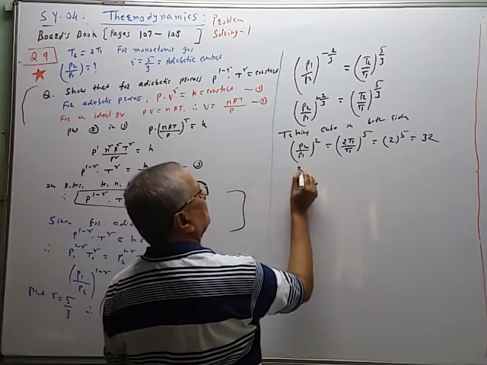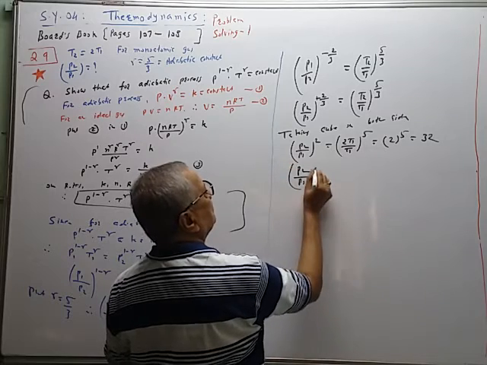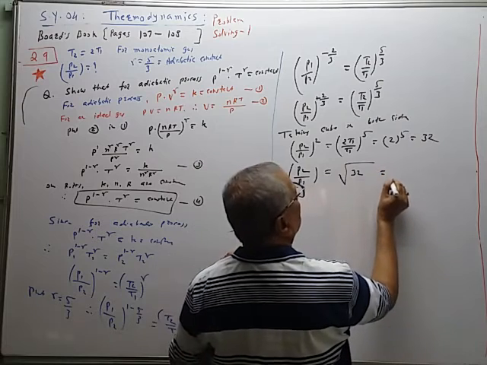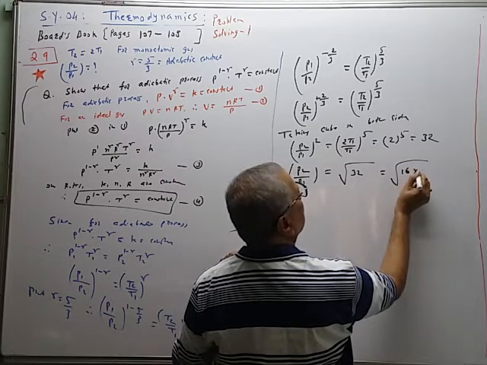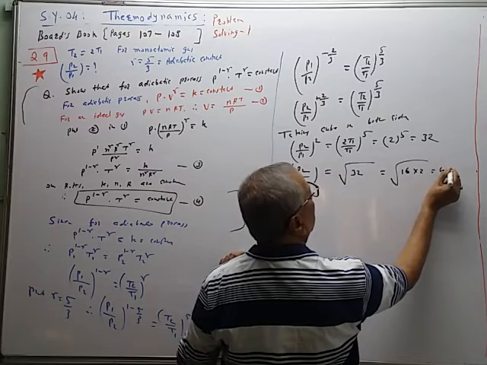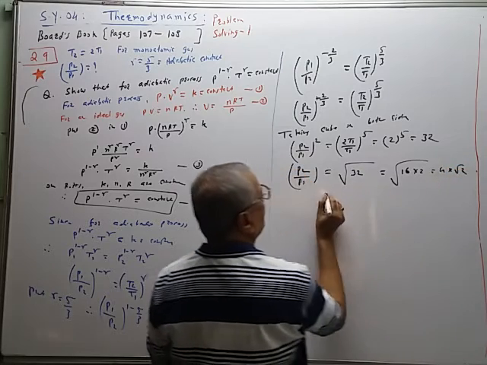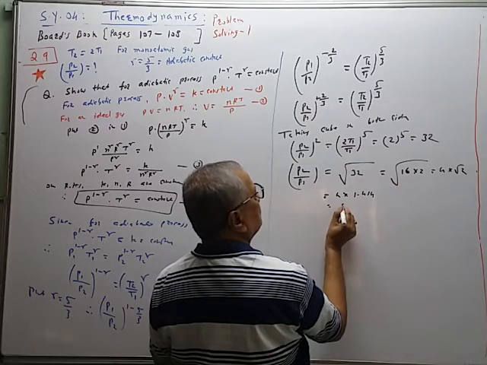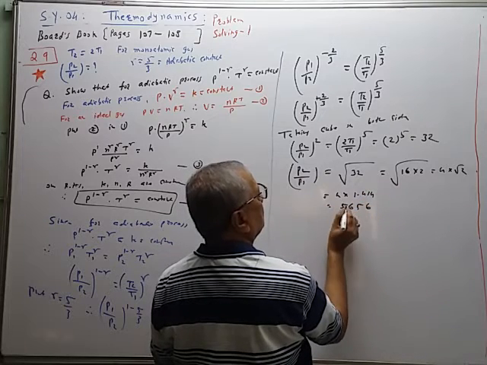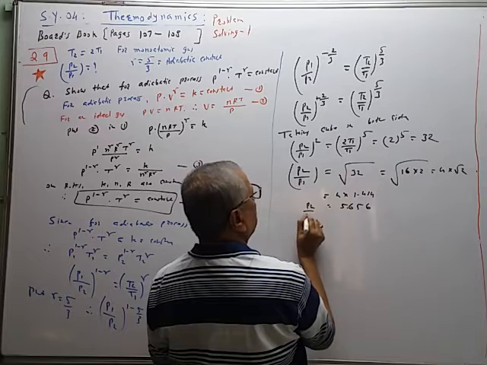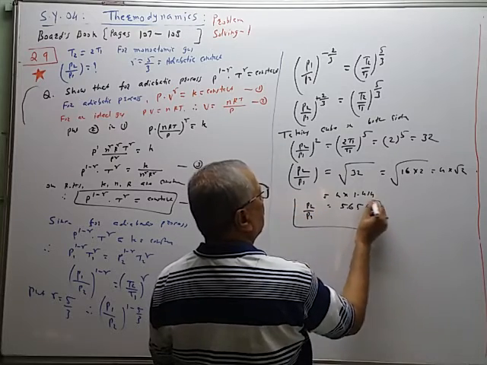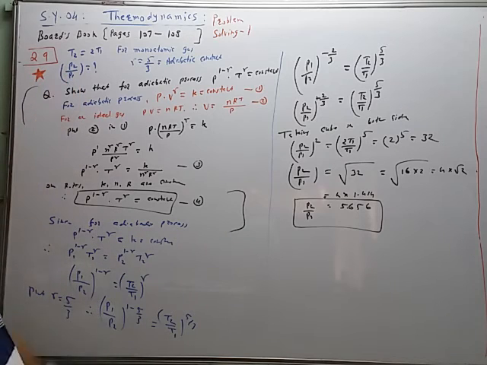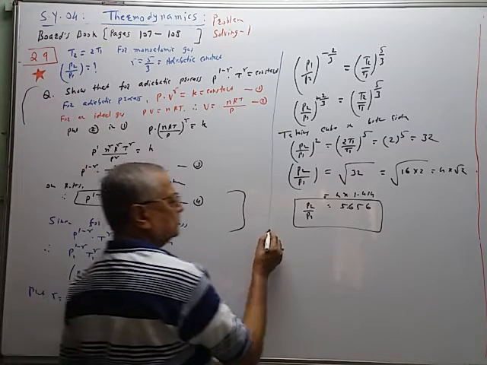And therefore P2 upon P1 is equal to under root 32. Under root 16 multiplied by 2. So that is 4 root 2. So 4 multiplied by root 2 is 1.414. So this is equal to 5.656. And therefore P2 upon P1 is equal to 5.656. तेच आपल्याला विचारलेलं आहे. What is the ratio of P2 upon P1?